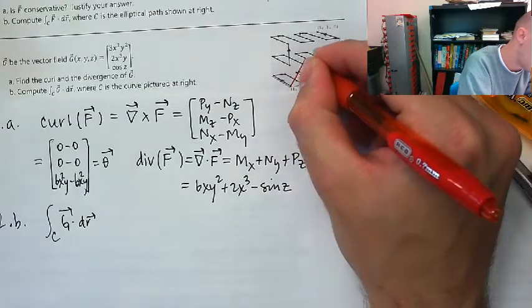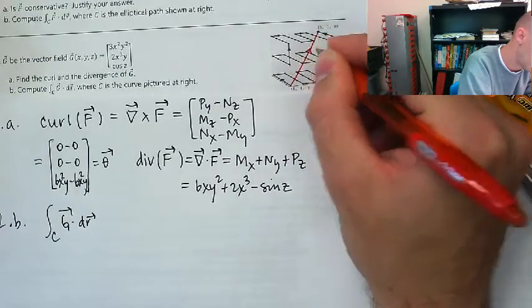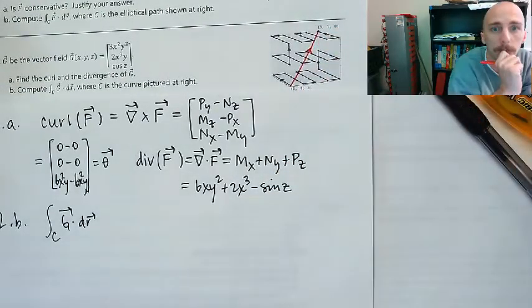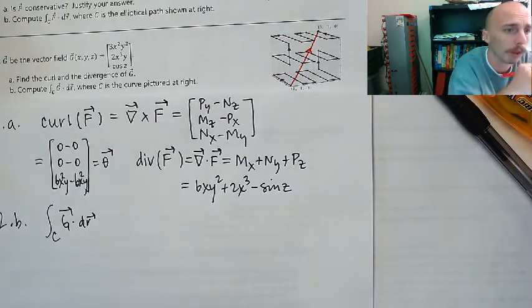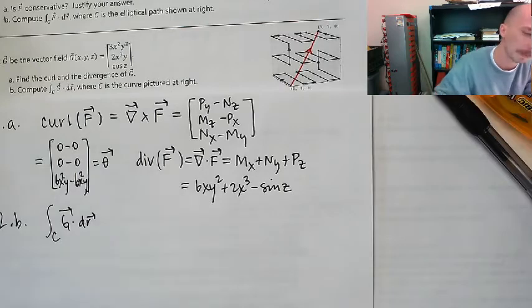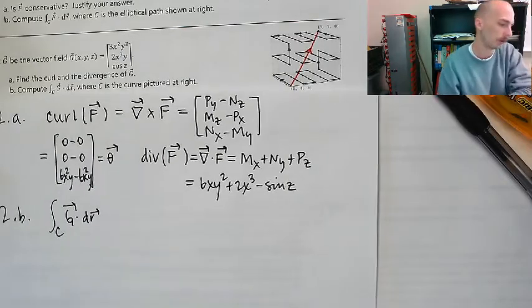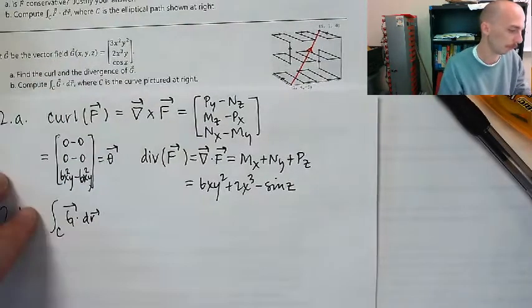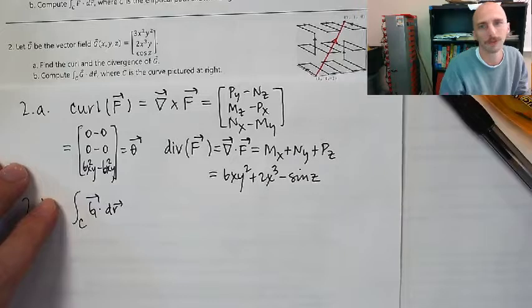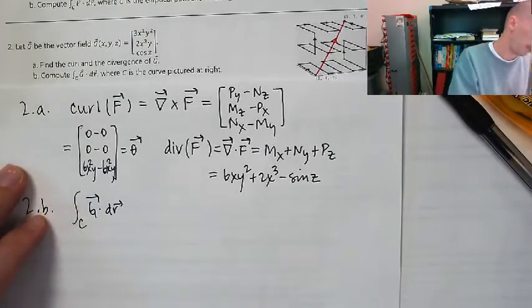On one hand, I could parametrize that path right there that I just drew in red, and then run the path integral that way. But I think the more clever way to do this is to use the fundamental theorem of path integrals. So I'm going to need to find a potential function for g. Whoops. I was supposed to be finding the curl and divergence of g. Yeah, same thing. All right.